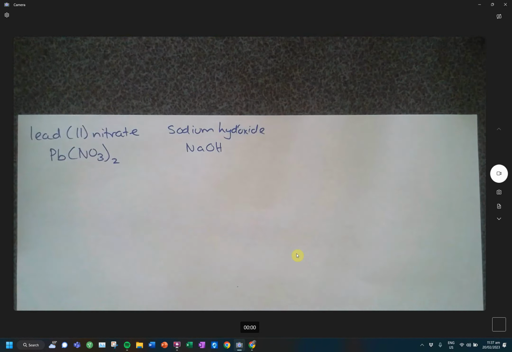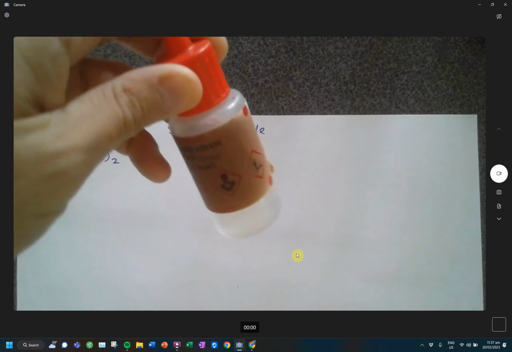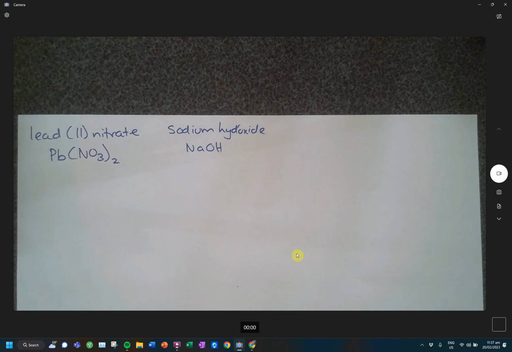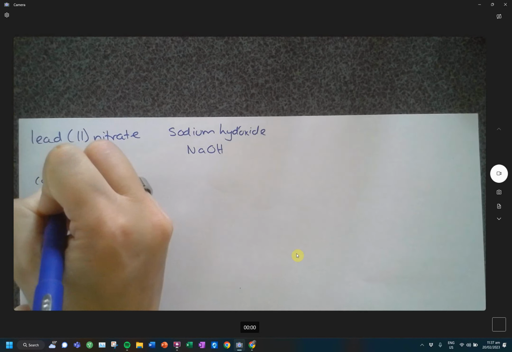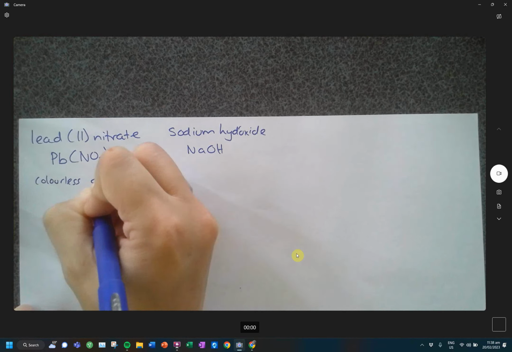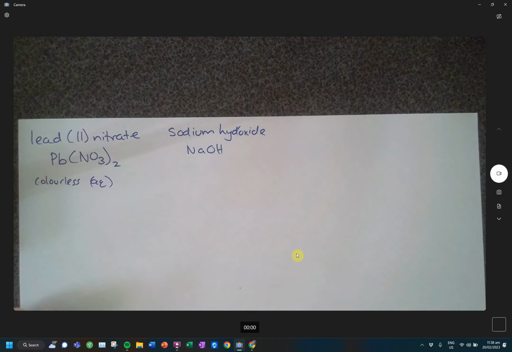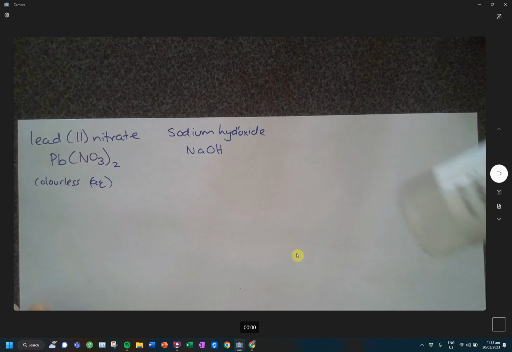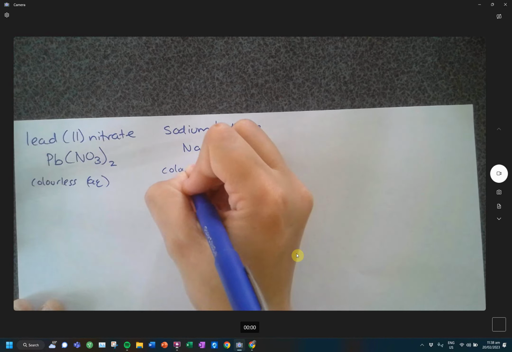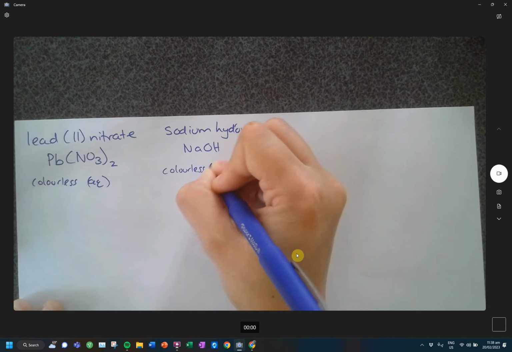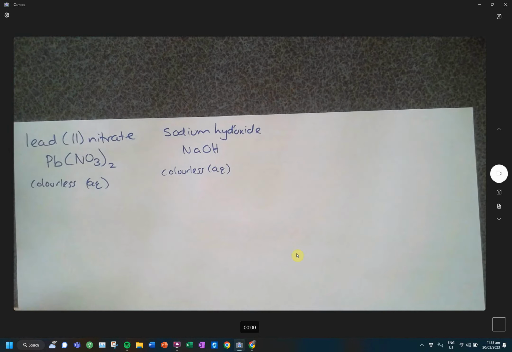We should actually start with some of our observations. So this one here, what do we notice the color of that? It's got no color. So we call it colorless. And we write AQ because AQ represents aqueous. What about the sodium hydroxide? Colorless as well. Lots of things chemistry-wise are colorless or white. And again, we'll go AQ because we know that's aqueous.